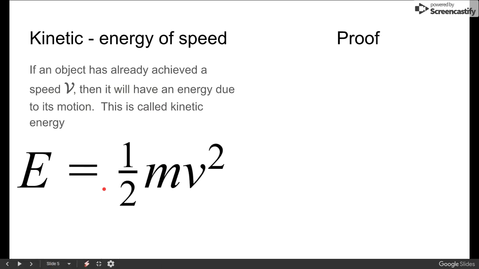What if we're not accelerating, we're just moving? Like someone throws a ball at your head and it hits your head. They go, think fast, and throw it at you. Half m v squared is what the kinetic energy is. I forgot my little k here, but you guys don't like subscripts anyway. Here's the proof if you want. It's not necessary.